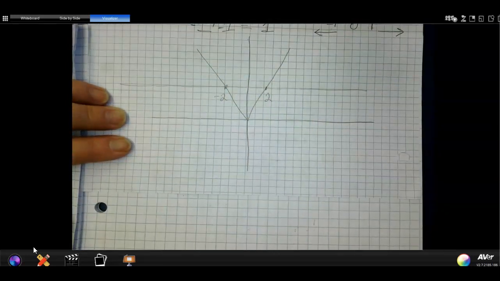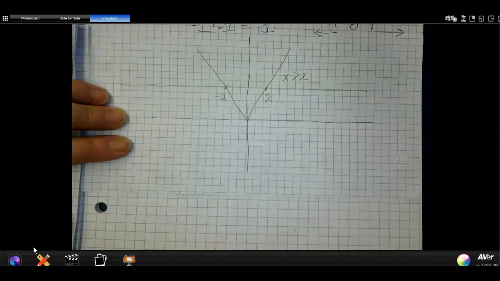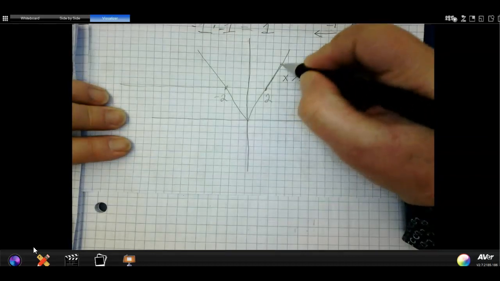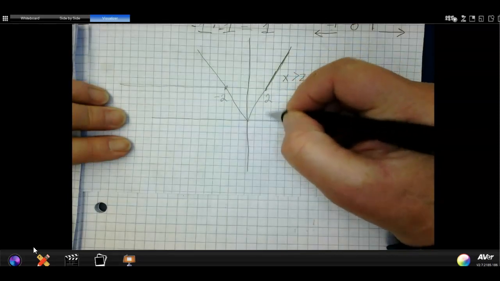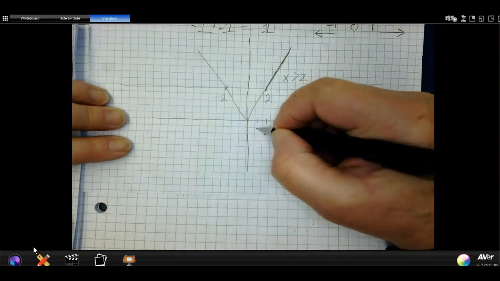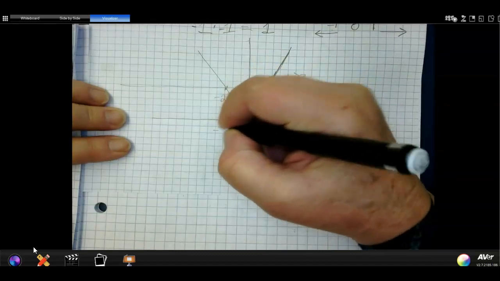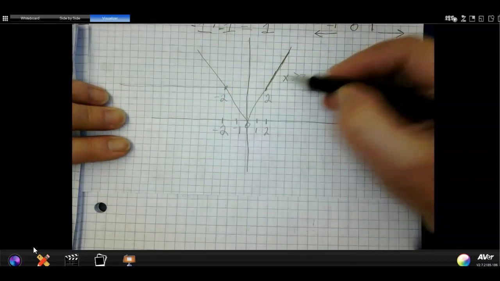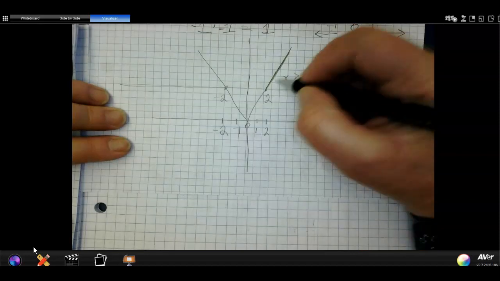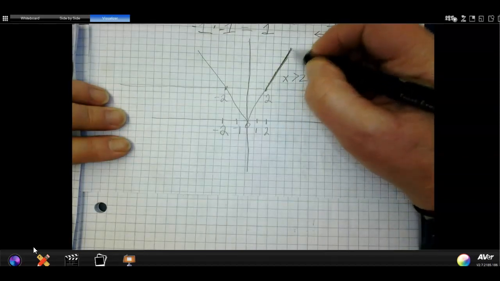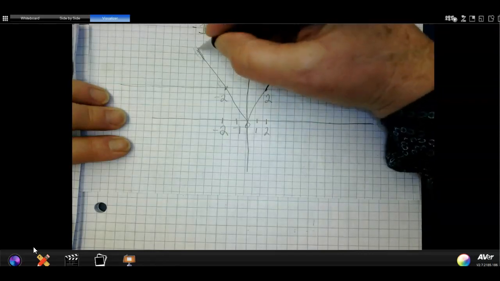Okay. So if I want to solve x is greater than 2, I'm going to color this side of the graph, right? Because look, here's 2. Here's 1. Here's 0, negative 1, negative 2, okay? So all of my x's are going to be bigger than 2, right?